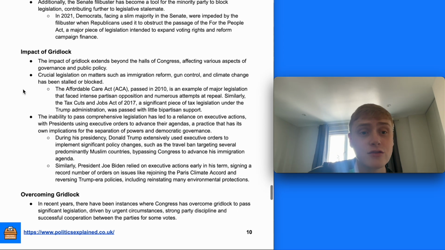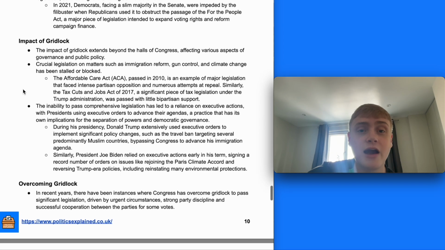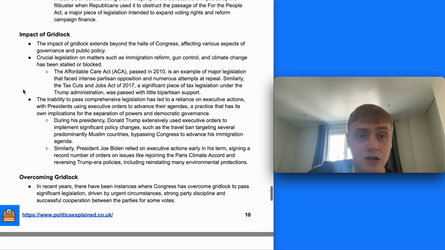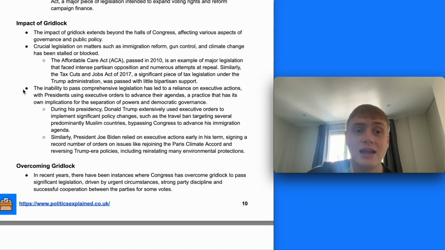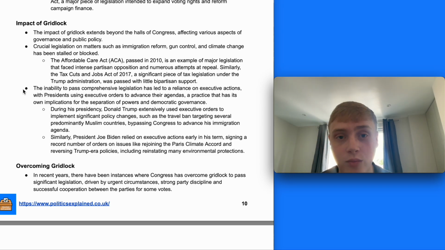In terms of the impact of gridlock, it affects various aspects of governance and public policy. The first key one is that key legislation on matters such as immigration reform, gun control, and climate change has been stalled or blocked. The Affordable Care Act is an example of major legislation that faced intense partisan opposition and numerous attempts at repeal after it was passed.